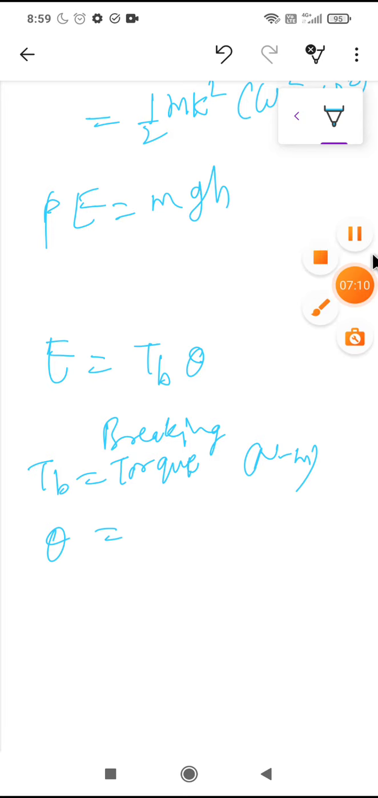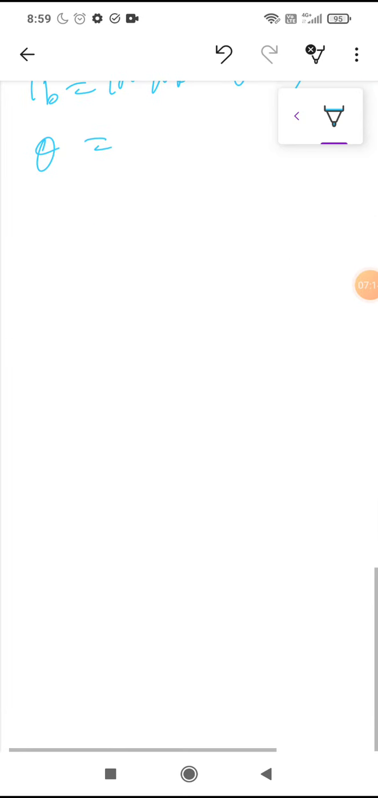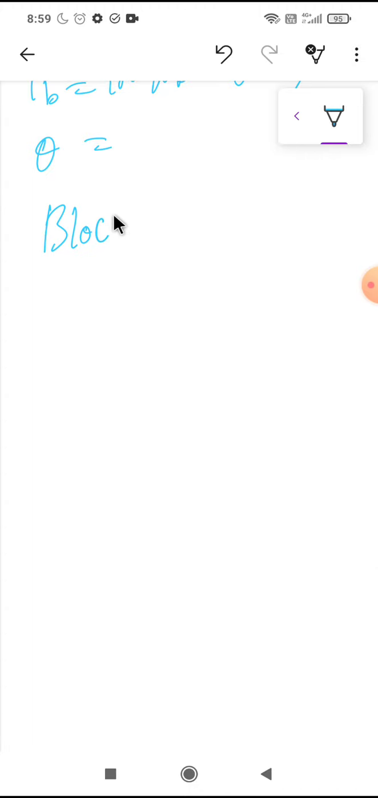Now let's discuss a brake, that is the block or shoe brake.